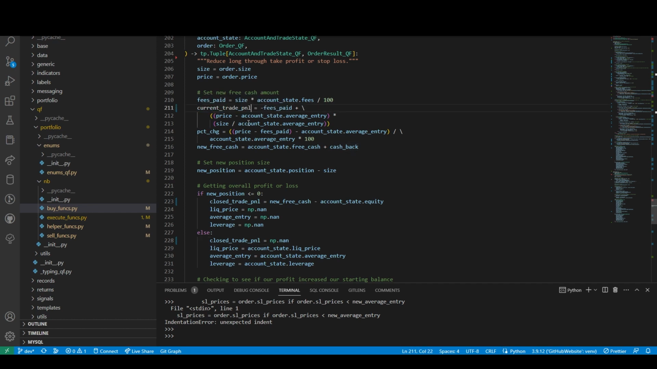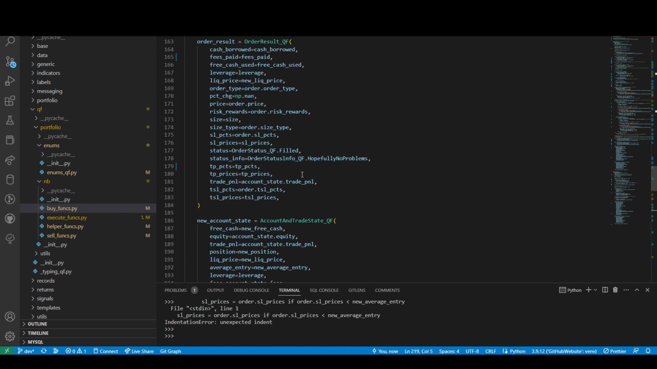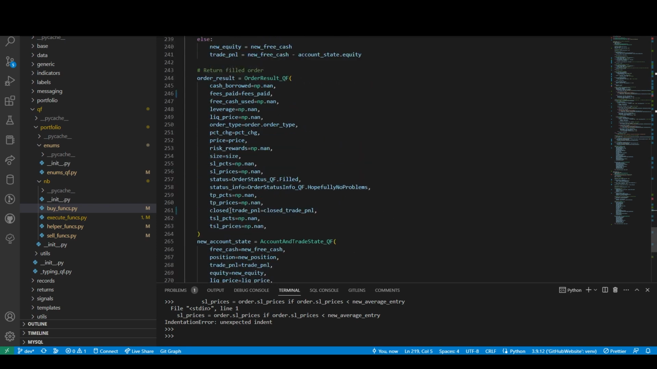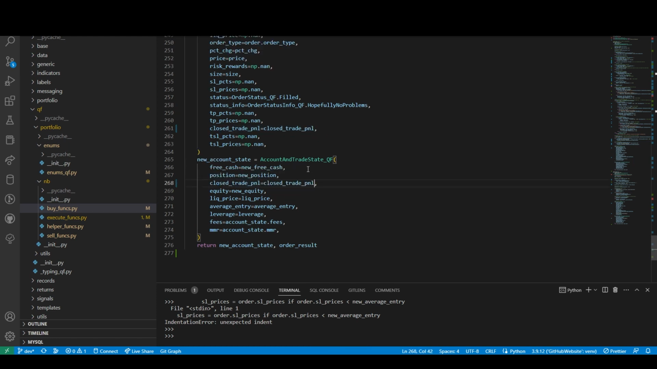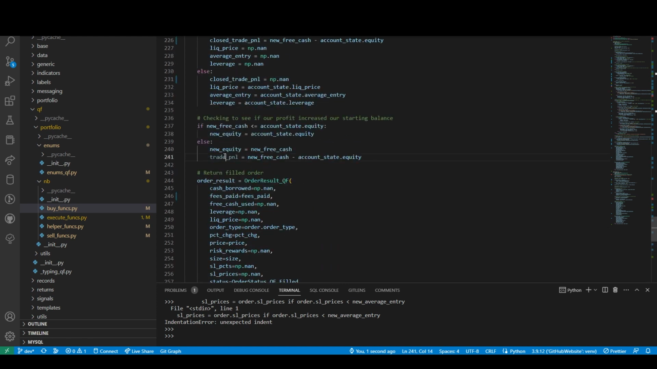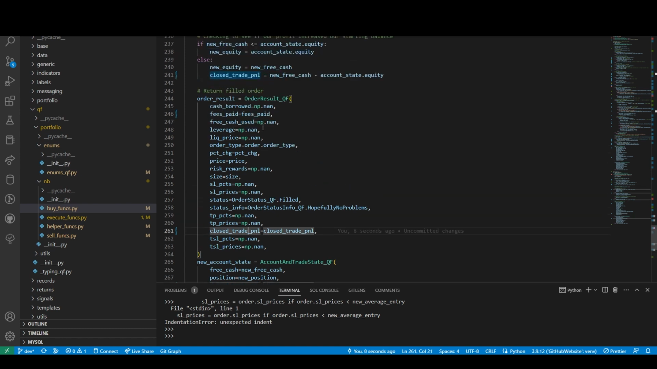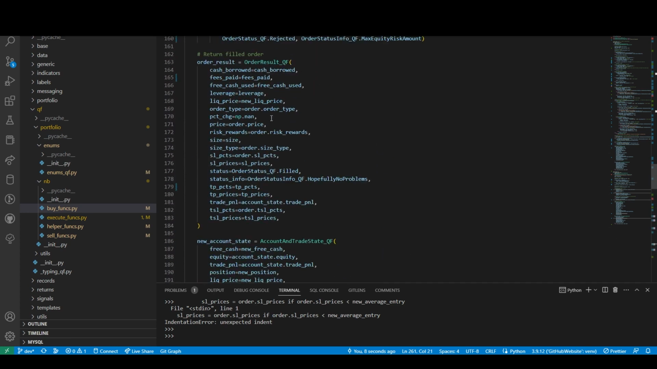And this is this. God, this is ugly. Account state trade P&L? What? Closed trade P&L. So this could be trade P&L, and this could be closed trade P&L. Ah, man, this is so annoying.